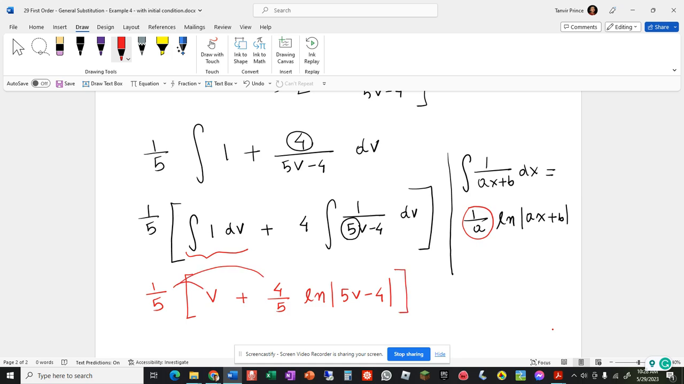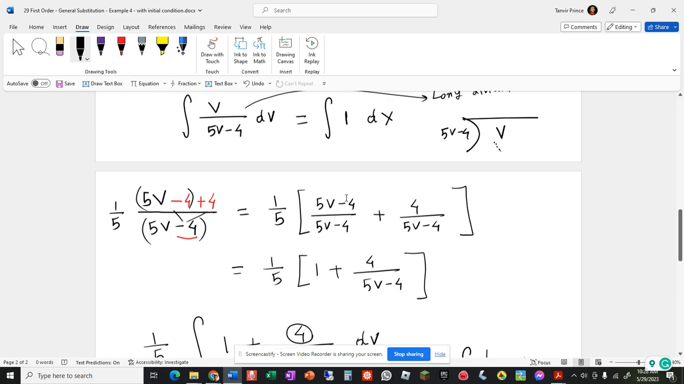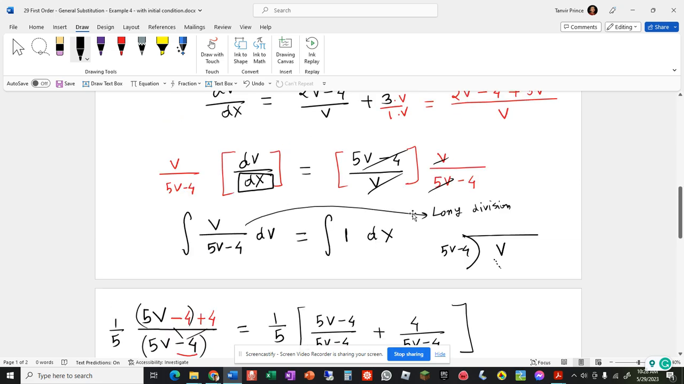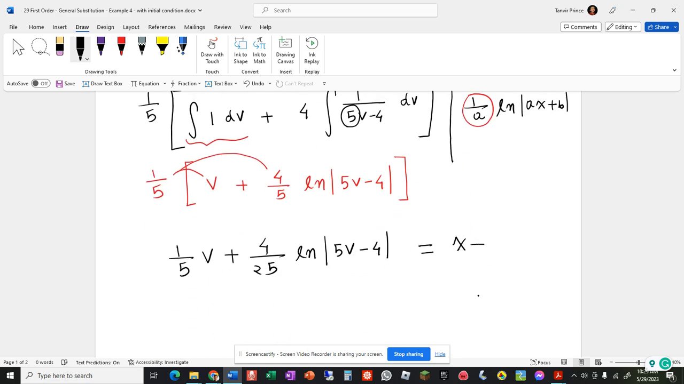Multiply out. So I get 1 over 5 v plus 4 over 25 ln of 5v minus 4 equal to, now what I have on the other side, don't forget that's on the left hand side only. The right hand side is just the integral of 1 dx, which is just x plus c. You just add c on one side. So on the right hand side, it's just x plus c.